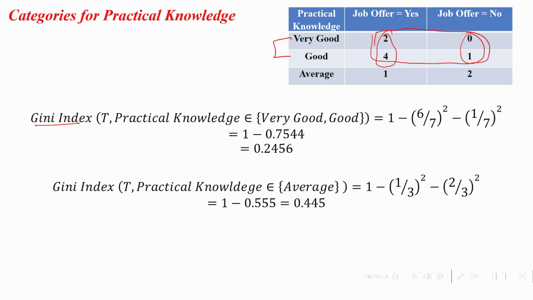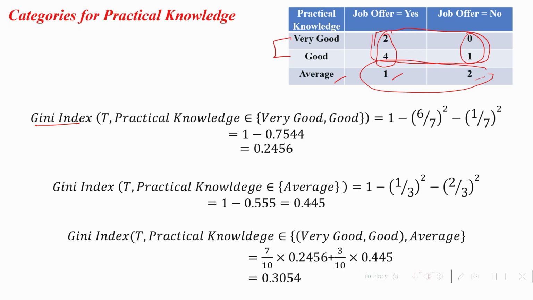Now we are going to find out the Gini index with respect to the target variable and practical knowledge belonging to average. Here we have 3 elements: 1 element belongs to yes and 2 elements belong to no. That is equal to 1 minus (1 by 3) whole square minus (2 by 3) whole square, that is equal to 1 minus 0.55, that is equal to 0.445. Now this is subset 1 and this is subset 2.